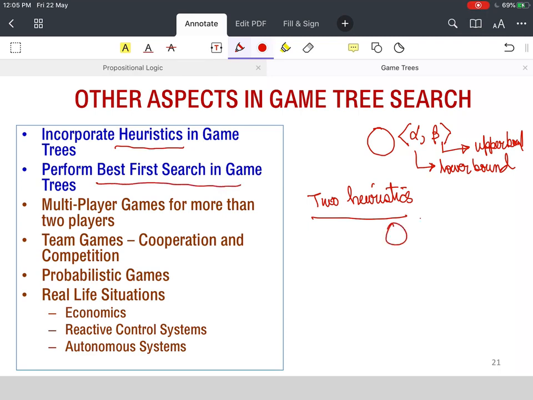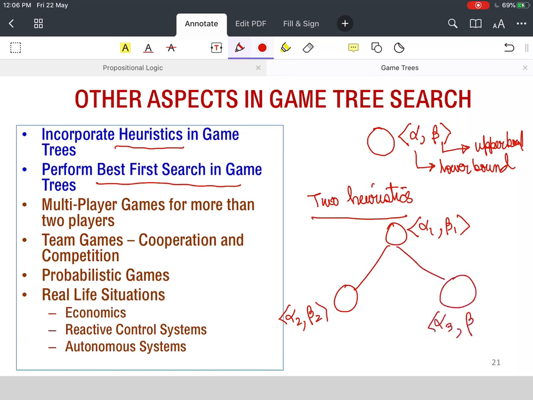The next question is, how do we perform best first search? That means now we have at every node some alpha 1, beta 1, and we generate children with alpha 2, beta 2, and then children with alpha 3, beta 3, and instead of going depth first, how do we go best first?